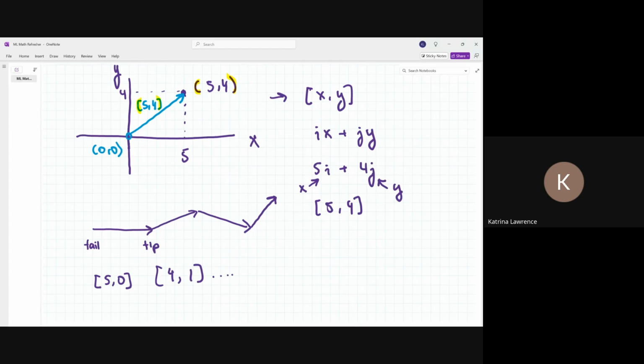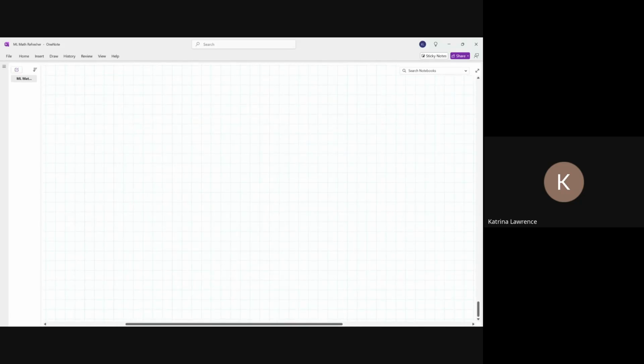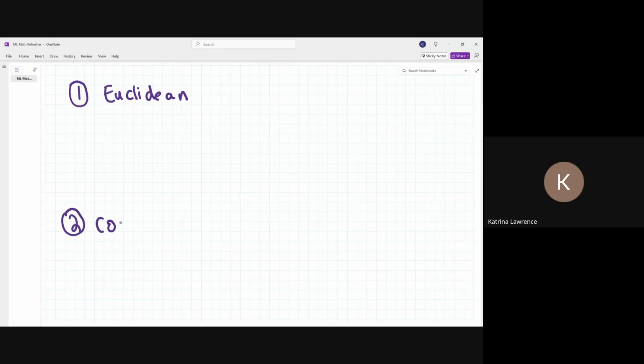Now that you know a little bit about Cartesian vectors, I told you that they represent both direction and magnitude. I want to discuss a few different ways we can actually calculate the distance or the magnitude of these vectors. There are multiple ways, but the two main ways that most people will do this are either with Euclidean distance or with cosine distance. And cosine distance is also known as cosine similarity.